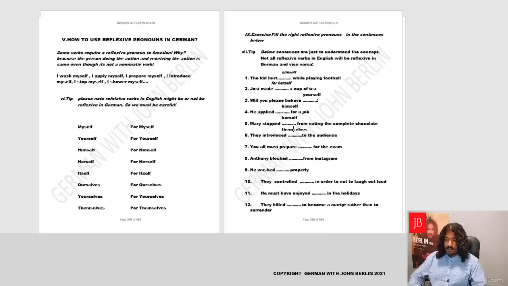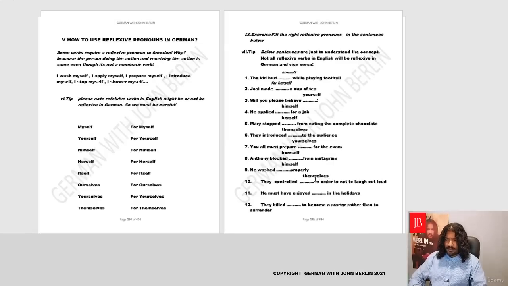Okay, missed the M here. You all must prepare yourselves for the exam. So whom should you prepare? Yourselves. Very good. Now, Anthony blocked himself from Instagram. Whom did he block? He blocked himself. He washed himself properly. Whom did he wash? He washed himself, not the dog, not the cat, but himself. They control themselves in order not to laugh out loud. So whom did they control? Themselves. All these examples are accusative mostly because that's the way it is in English.